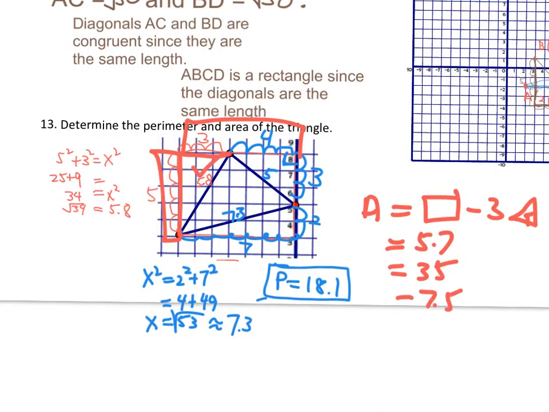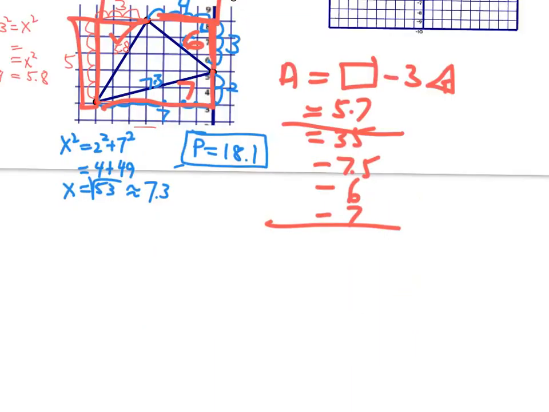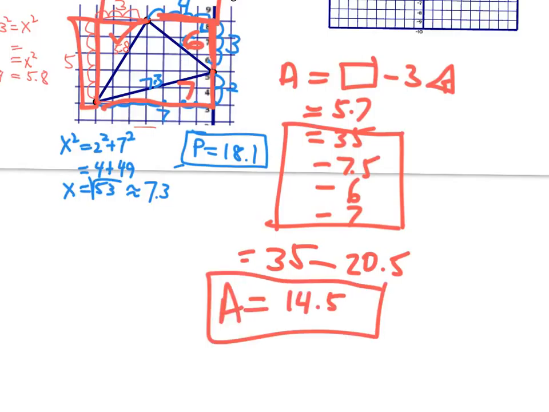The second one is 4 by 3, so 4 times 3 is 12. Half of that is 6, so we'll also take away 6. The last triangle is 2 by 7, so 2 times 7 is 14. Half of that is 7, so take away 7. And in reviewing, it's this calculation right here. 35 is the rectangle, and the 3 triangles are 7.5, 6, and 7. So that equals 35 minus 20.5, which equals an area of 14.5 square units.